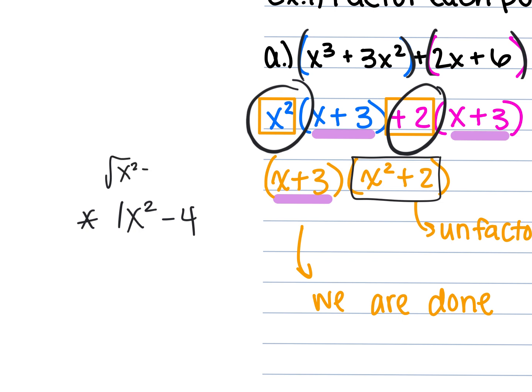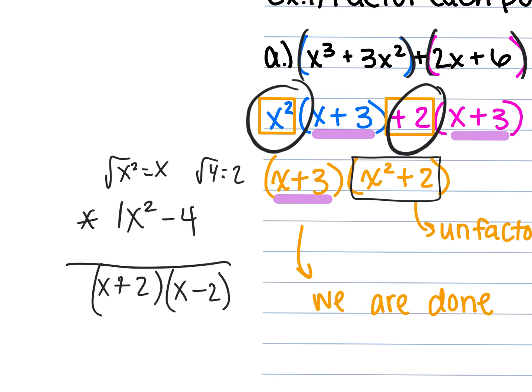Square root of x squared is what? Is x, right? Square root of 4 is 2, correct? This is a sum and difference problem because the middle term is gone. Do you guys agree? So we're going to put a plus sign and a minus sign for sum and difference. What are my 2 factors? X plus 2 and x minus 2. So when that sign between your binomials is a negative, when it's x squared minus a number, you can continue to factor. When it's a positive, you've got to stop because it's unfactorable.